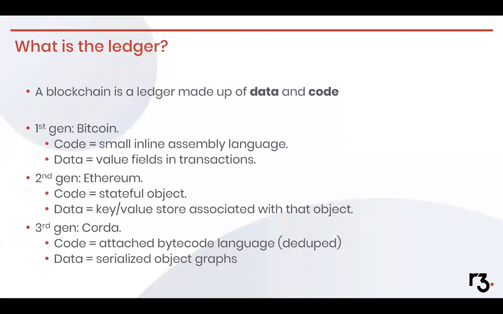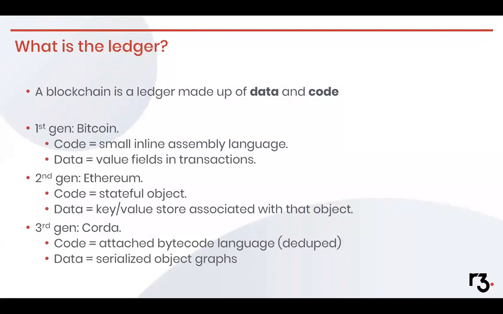You could only store values, which resulted in lots of weird hacks, like people encoding data into the prices in a transaction and stuff. So the second generation was Ethereum, in which they decided the code is a sort of stateful object in the object-oriented programming sense, and the data is like every object.